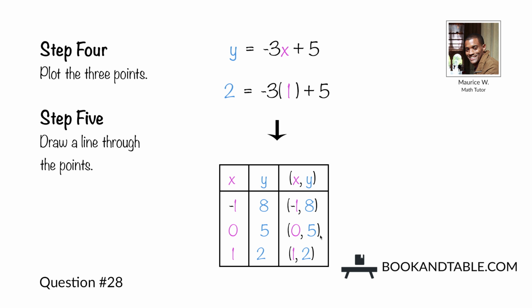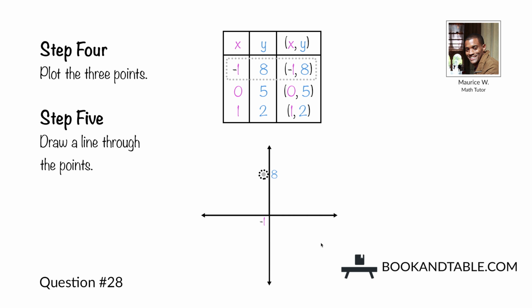Step 4, plot the 3 points. And step 5, draw a line through the 3 points. So you sketch out your axes. Plot the first point, -1, +8. Plot the second point, 0, 5. And plot the third point, 1, 2. You then draw a line through those 3 points.